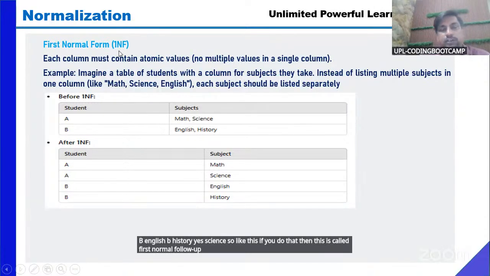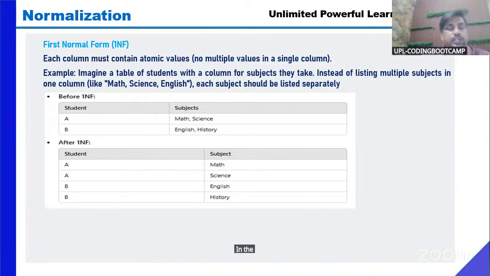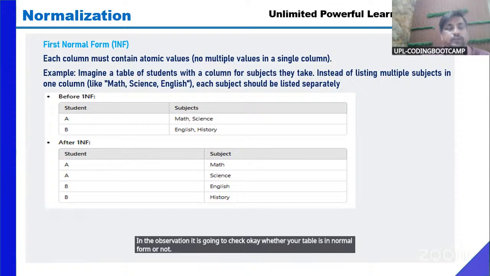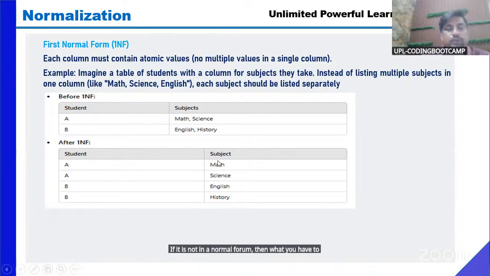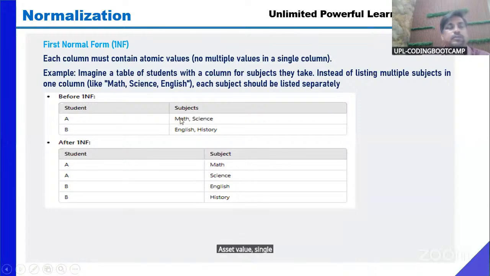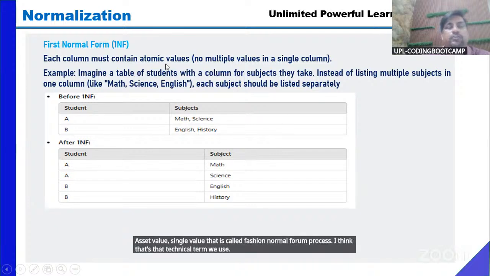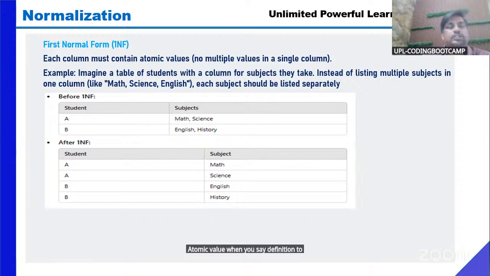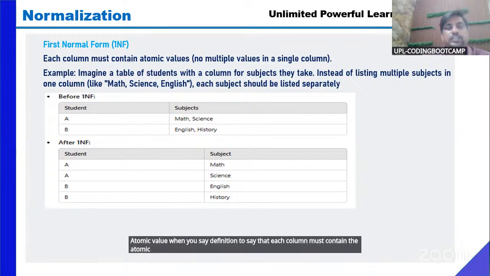There is nothing like a mathematical formula here. Everything is done based on observations. In the observation, you check whether your table is in normal form or not. If it is not in normal form, then you have to make sure that somehow every column has only one single value. That is called the first normal form rule. The technical term we use is atomic value. When you say the book definition, it says each column must contain an atomic value. Atomic means a single value, no multiple values in a single column. That is the general dictionary definition.